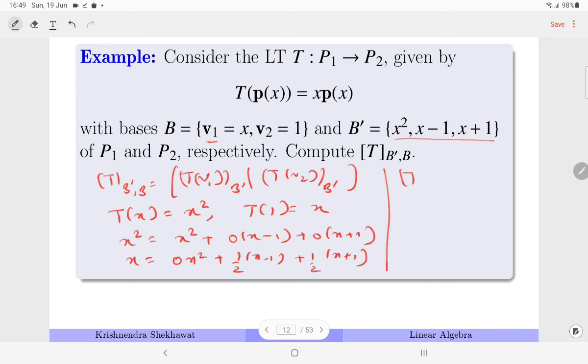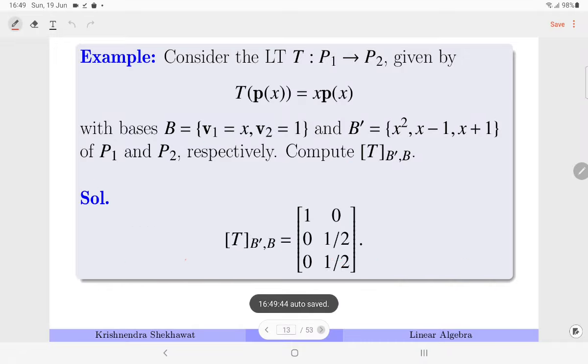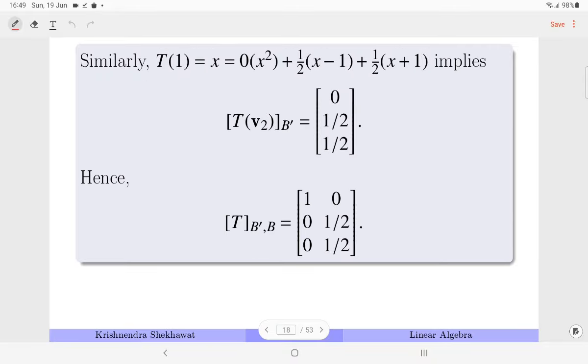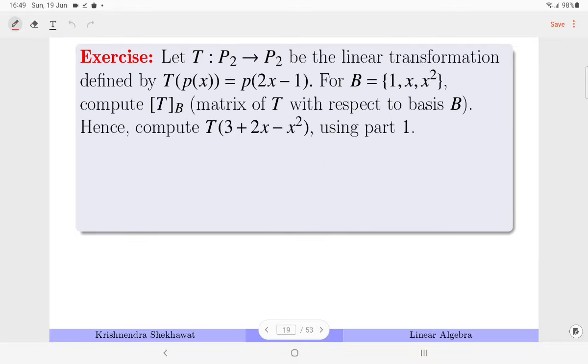It means that the required matrix is, the first column is, here it's 1, so 1 0 0, coordinates of x square with respect to basis B dash are 1 0 0, and coordinates of x with respect to basis B dash are 0, half, and half. So this is my required matrix. All the solutions have been added to the slides also. Let's quickly see the other question.